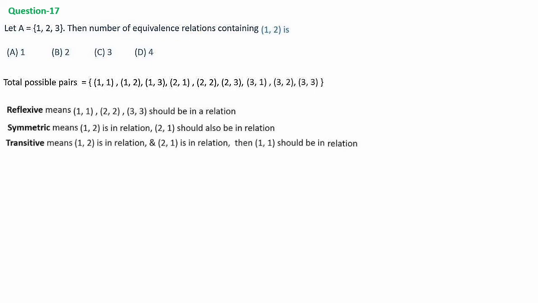Next, transitive means, of course, (1, 2) we have already taken, (2, 1) also already we have taken. So (1, 2) and (2, 1). (1, 2) is a compulsory element. Since (1, 2) we have included, (2, 1) also must be there. Then only it will be symmetric.